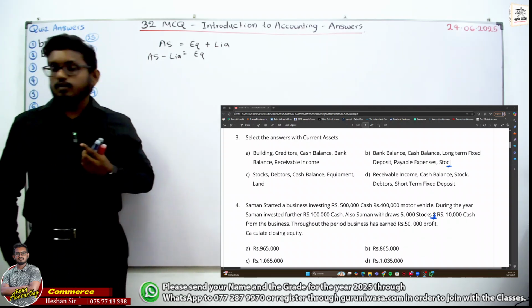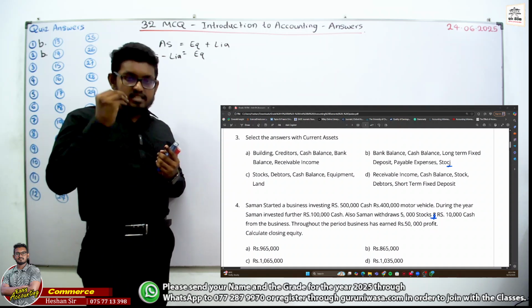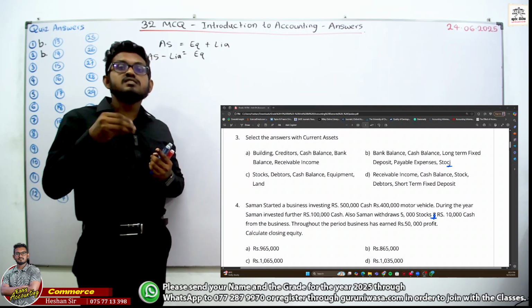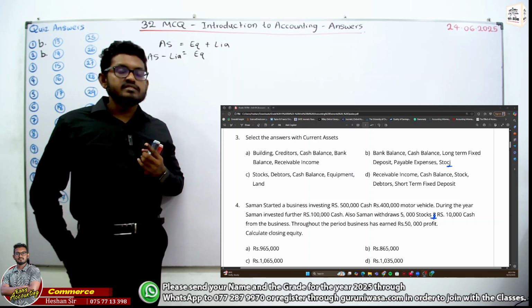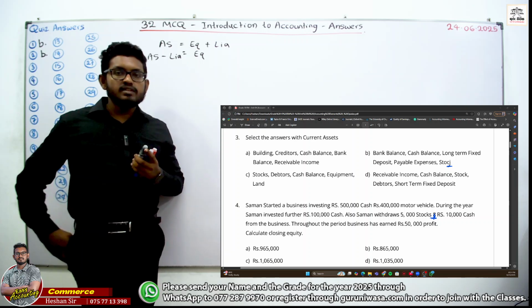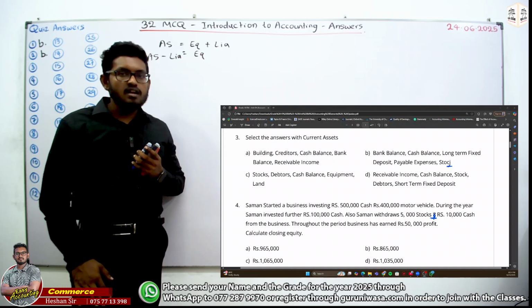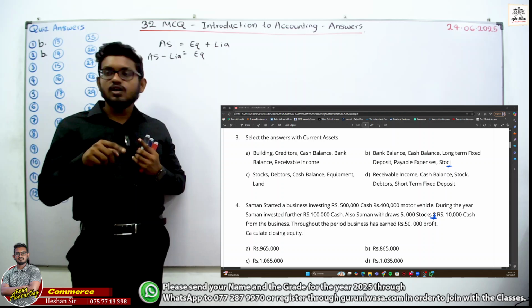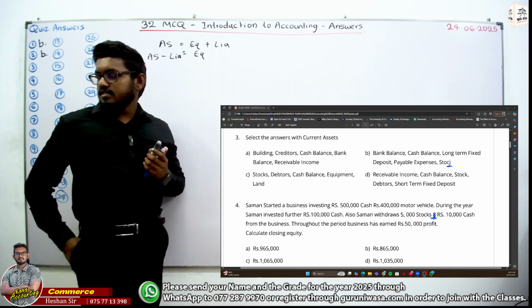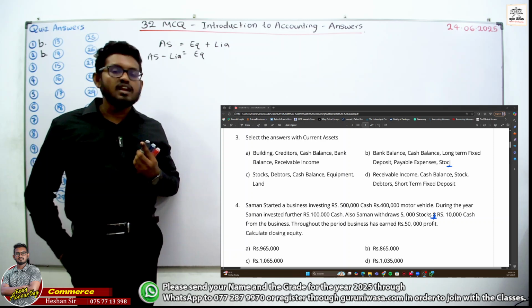Long term fixed deposit, non-current asset. Why? Fixed deposit is an asset, long term means non-current, more than 12 months. Payable expenses, liabilities, which means expenses we haven't paid. Stocks, current assets. Not stock J, it's stock, right? We can't go with this because there are long term fixed deposit and payable expense.